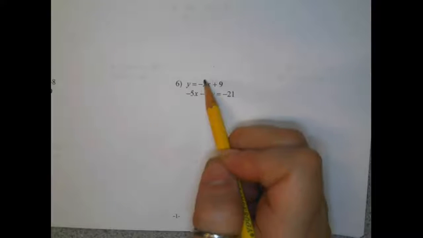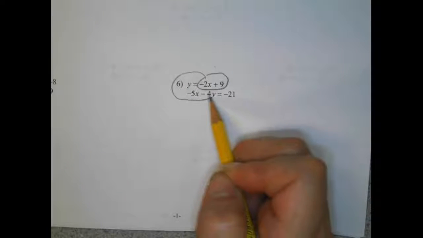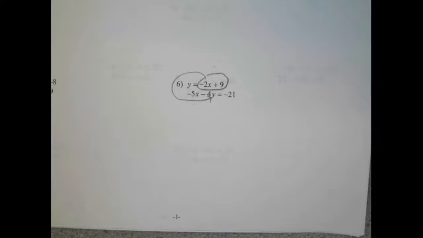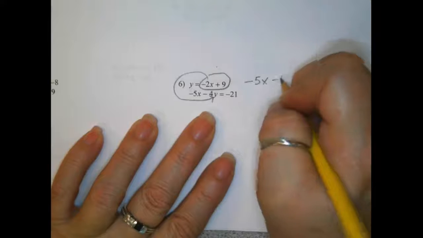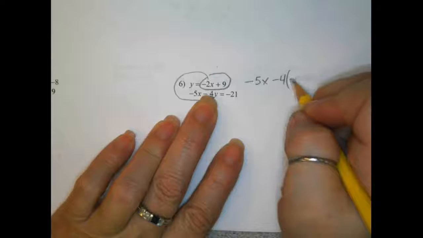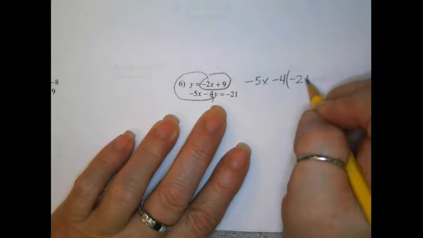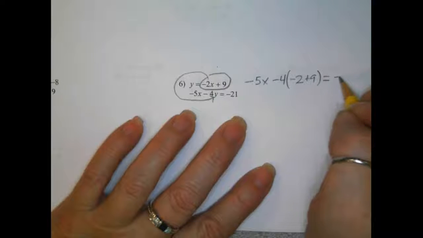Let's do number 6. All right, number 6. What does y equal? So I'm going to go ahead and substitute it into my problem there. Okay? So let's go ahead and take this new equation. Minus 5x minus 4. But instead of y, what am I going to write? And make sure you put those in parentheses. And then it equals negative 21.